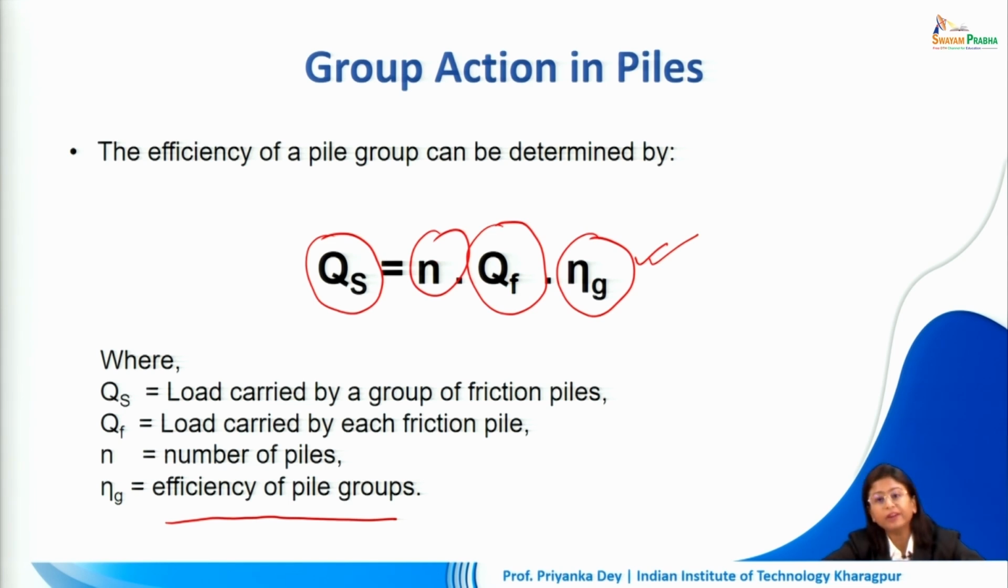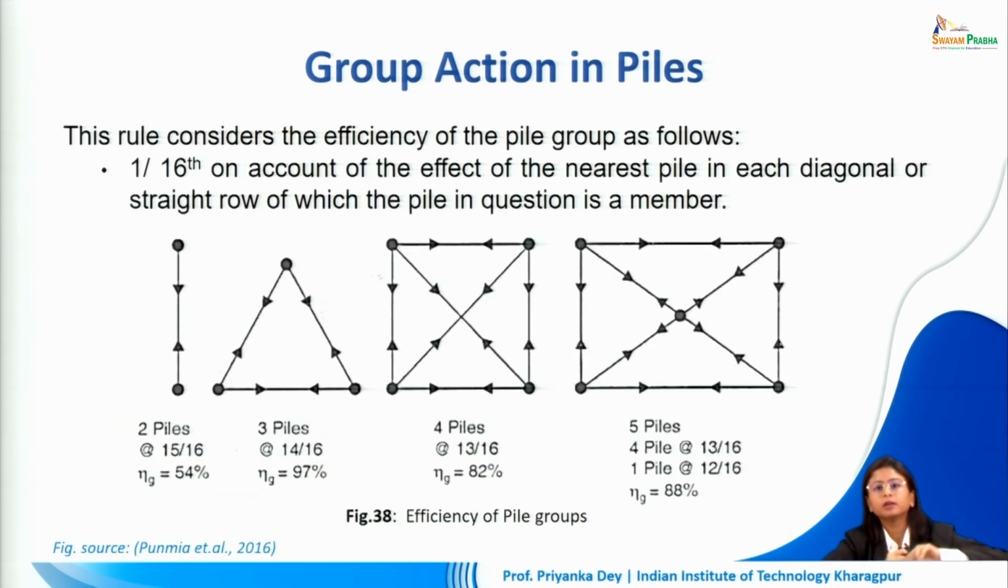Now this will vary depending upon the number of piles in a particular arrangement. So this percentage, where are we going to get it? Right here. The rule of Feld says that 1/16th on account of the effect of the nearest pile in each diagonal or straight row of the pile in question is going to be taken as the factor of efficiency of that pile in the pile group. So whatever the number of piles we are using in a group, we are going to take 1/16th on account of each of the nearest piles in the diagonal direction or the straight row.